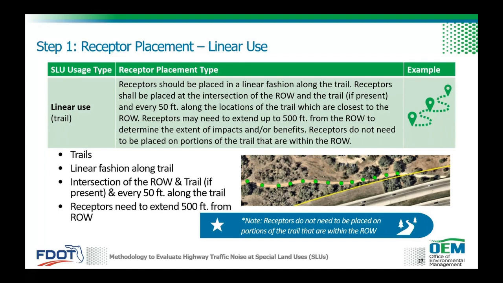And note that the entirety of the trail might not need to have receptors. Only the portion of the trail which is in proximity to the roadway facility should be evaluated, which very well might extend up to 500 feet from the right-of-way. Importantly, portions of the trail that are found within the right-of-way, shown as the yellow line in the graphic, do not need to be evaluated. And as a hint, remember that for later.